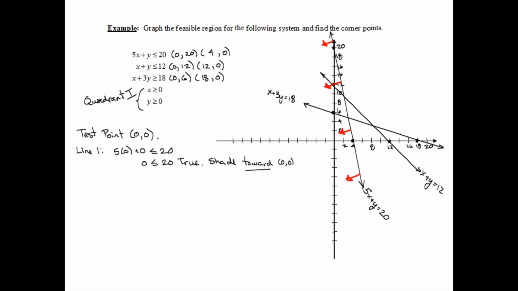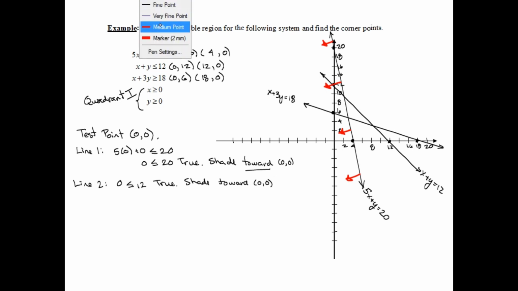Now we move to our second line. When I put in 0, 0, that's going to give me 0 less than or equal to 12, which is true. And so once again we shade toward 0, 0. Here's where you'll be glad you labeled your lines. You can keep track of which one is which, so you draw your arrows attached to the correct lines, which is good.